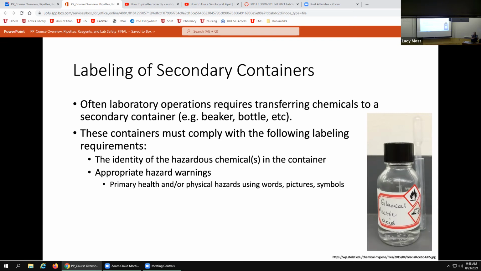Since a lot of times these are dilutions of something, please put what the dilution is, so you're not assuming it's 100% strength. Just label things so people know what's going on.